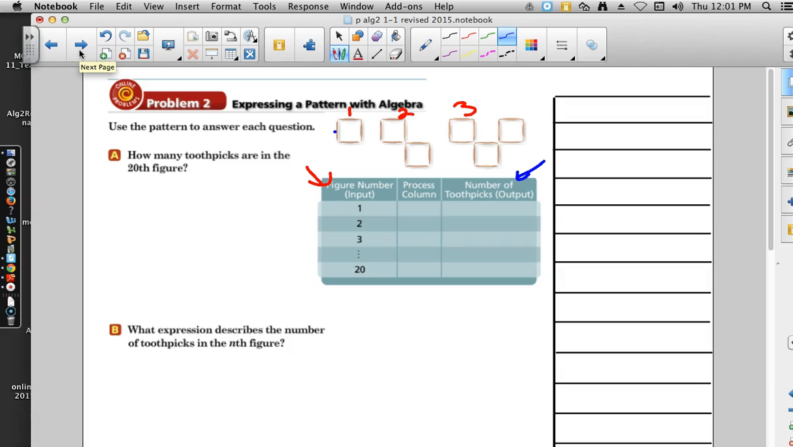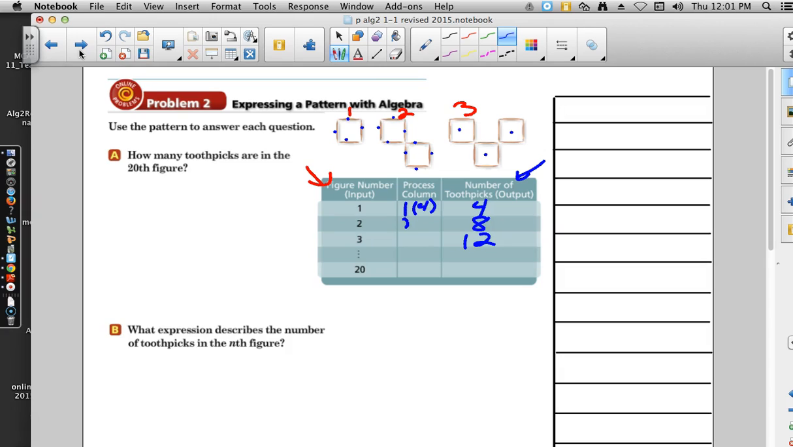So in figure 1, we have 1, 2, 3, 4 toothpicks. Figure 2, 1, 2, 3, 4, 5, 6, 7, 8. Figure 3, at this point we realize each one of these smaller figures, which would really be a square, has 4 sides. So 4 times 3 would be 12. So the process column is to figure out how could we get this? I mean, is there some kind of formula we could use to get the 4 and the 8 and the 12? And it doesn't take us long to see, well, there was one figure and it had 4 sides.